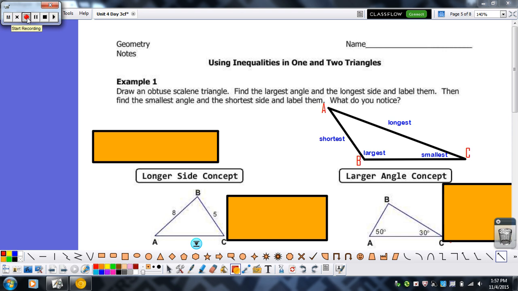This is Unit 4, Day 3. We're talking about inequalities in one and two triangles today.